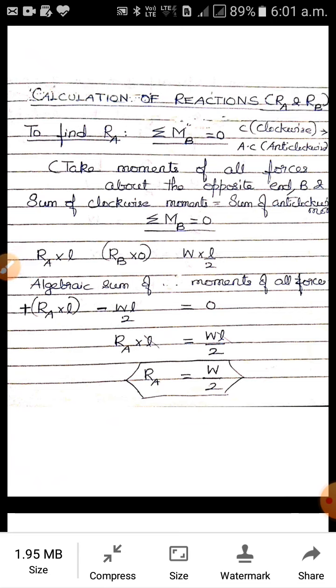Force into distance. Force is RA, distance is L. W is a downward force into L by 2 as the distance. So you know the distance between the force and the point where you're taking the moment, that is B. So RA into L equal to WL by 2. If you take minus WL by 2 to the opposite side, it will be plus WL by 2. So RA equal to W by 2.